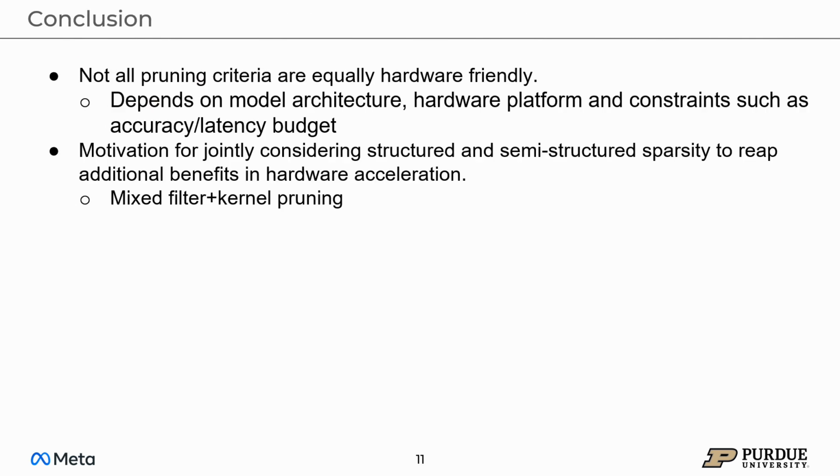In conclusion, not all pruning criteria are equally hardware friendly. It really depends on the model architecture, for instance, what kind of kernels it has, the target edge hardware platform, and constraints such as the accuracy or latency budget. We also provided some motivation for jointly considering structured and unstructured sparsity to reap additional benefits in hardware, and we showed an example of how we do mixed filter plus kernel pruning.